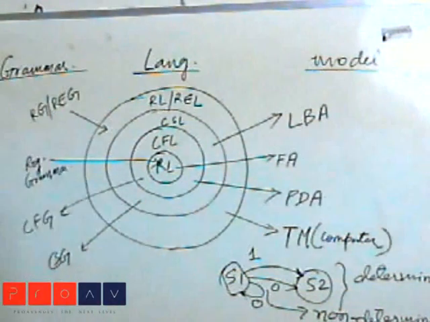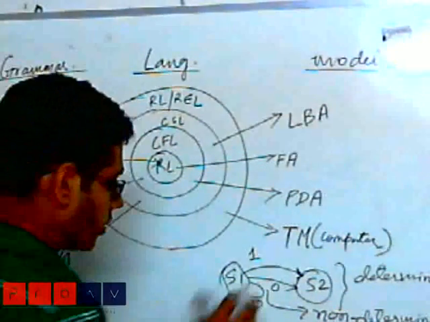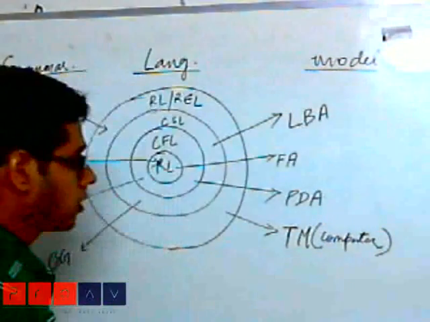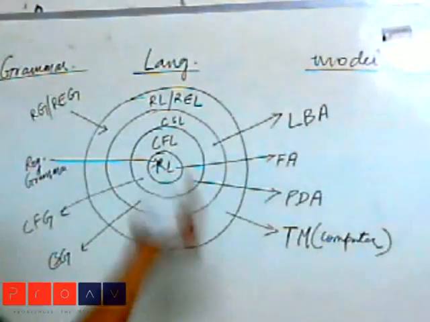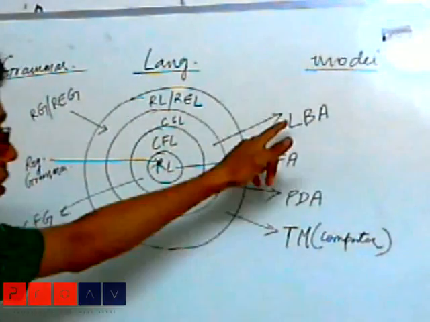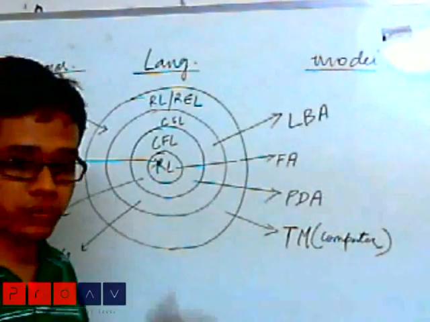So models are of two types, deterministic and non-deterministic. So there is no point of confusion. Models are 4 types, but they may be deterministic or non-deterministic. That means the move may be deterministic or non-deterministic. Here we are going to see. Okay.